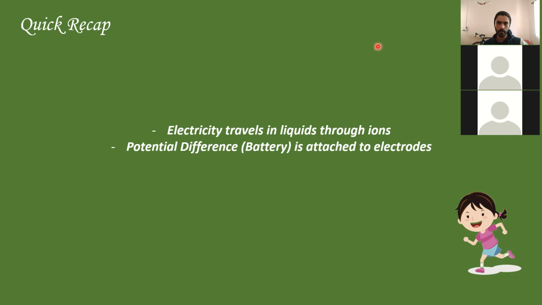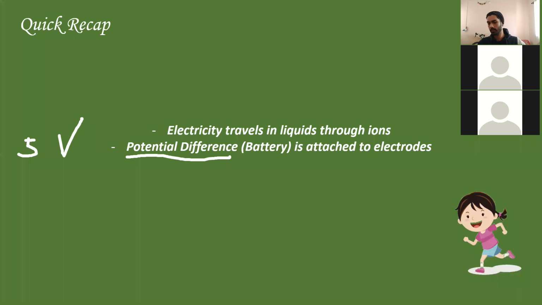Suraj, can you come off mute and read the second point for us? Potential difference, battery is attached to electrode. So how do we let electricity travel through a liquid? It is nothing but potential difference. We get a battery, we put electrodes into the solution, and by using that potential difference, which is nothing but the battery voltage, 5 volts, 7 volts, 10 volts, which you have all heard about, it pushes electrons into that liquid, and then electrolysis happens and the rest of the things happen. So it's attached to the electrodes.